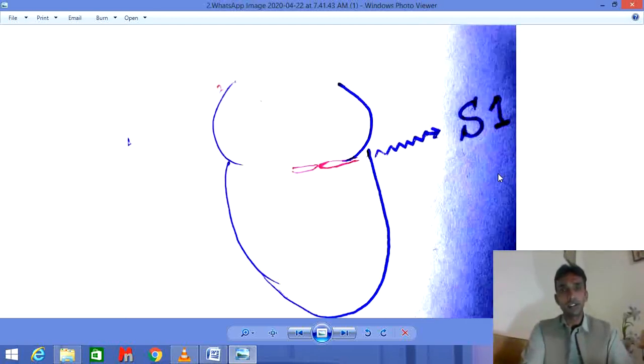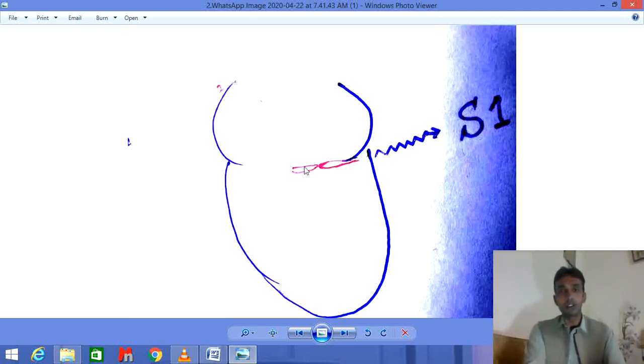Now coming toward the next diagram. After isometric contraction, for example, this was the margin. From this margin to this margin, the heart is contracted, but there is no loss of blood from this ventricle. There is no transfer of blood from the ventricle.